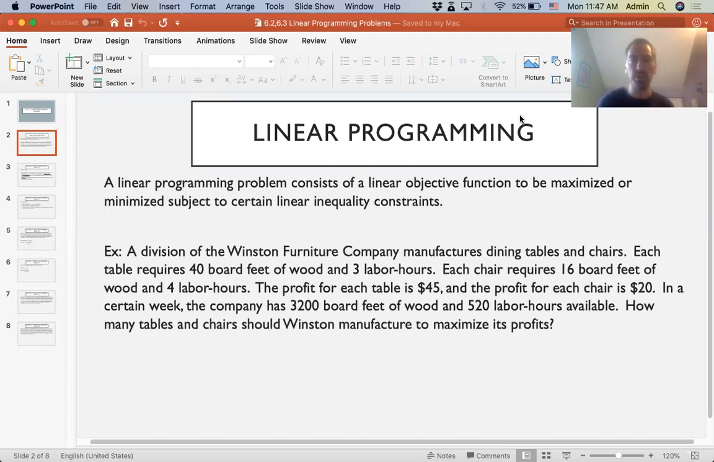All right, so a linear programming problem, we said, consists of a linear objective function that's to be maximized or minimized, subject to certain linear inequality constraints. Okay, so here's an example of what you would see as a typical linear programming problem.